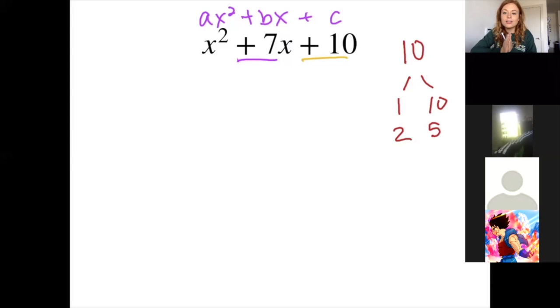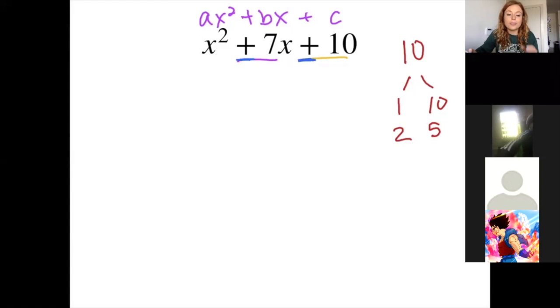Then you want to look. Since it's a positive 10, we're going to keep all these positive. They would either both be negative numbers or both be positive numbers, because a positive times a positive gives me a positive, and a negative times a negative gives me a positive. Okay, so this right here is going to tell me if their numbers are going to be the same sign or different signs. And then this sign right here is going to tell me what those signs are.